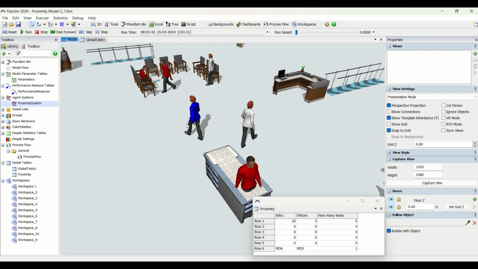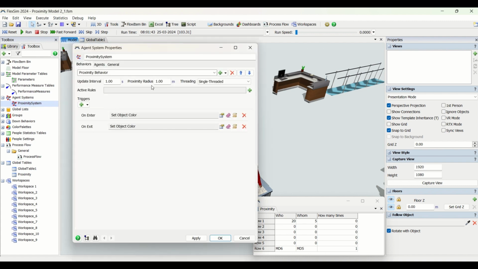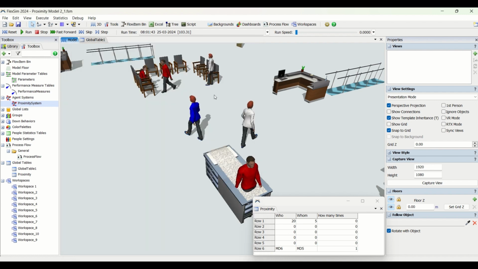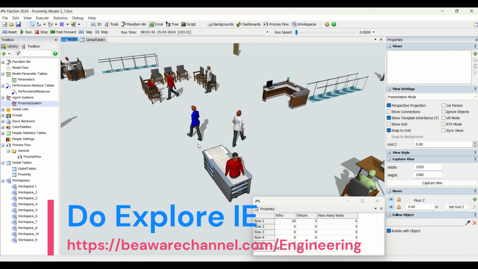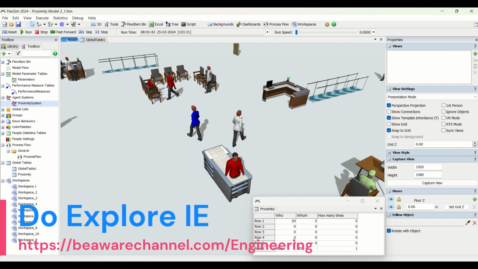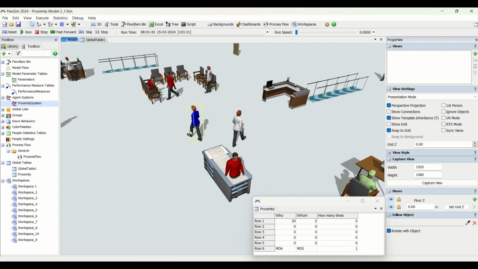So these two patients have come in contact within a defined proximity, which we have defined as 1 meter. They have come within a radius of 1 meter, and there we have applied logic that when they come within 1 meter, the color should change. So this medical staff has changed its color to blue.